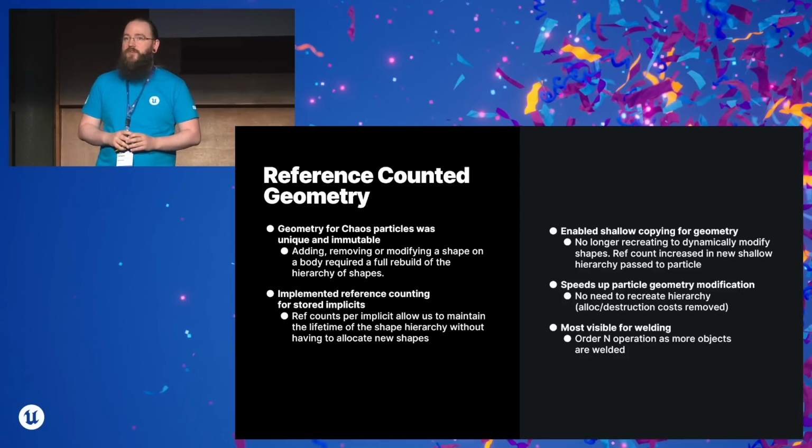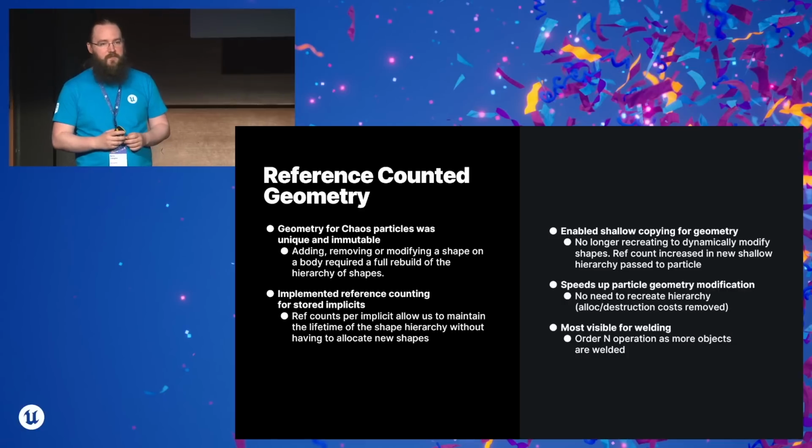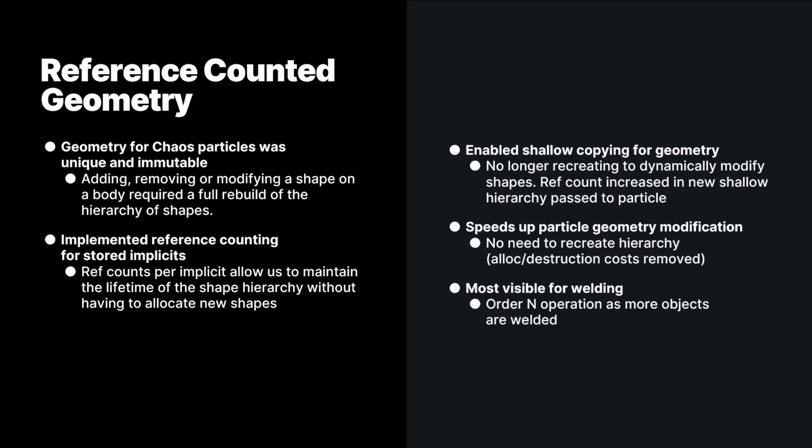A static mesh is only going to have usually 2 shapes. It's going to have its simple and its complex representation. But geometry collections and cluster unions can have hundreds to thousands of shapes inside the hierarchy. So that's where this kind of support becomes crucial.